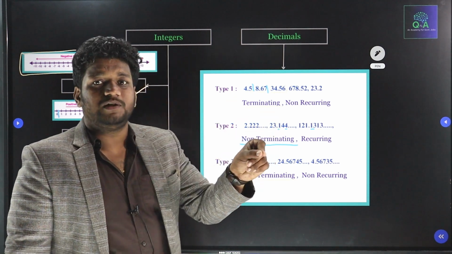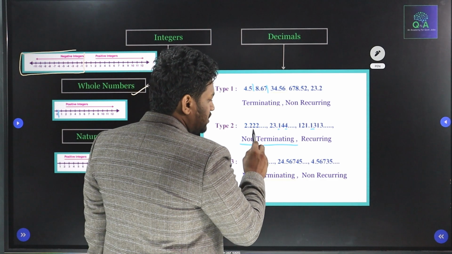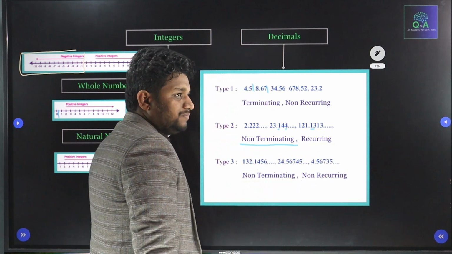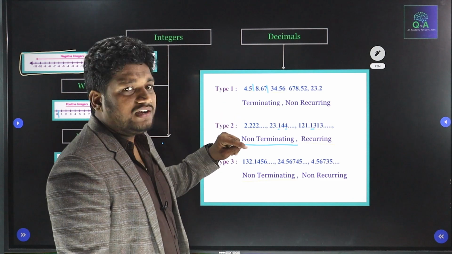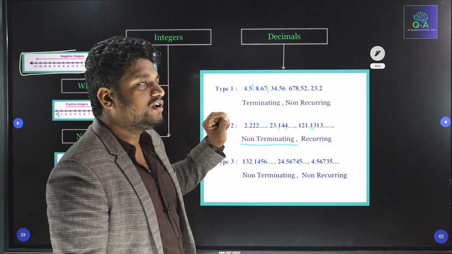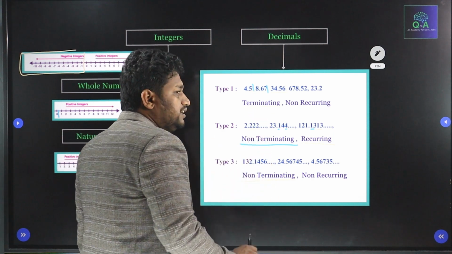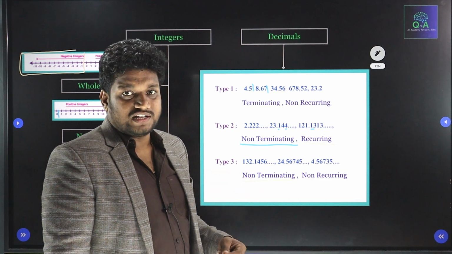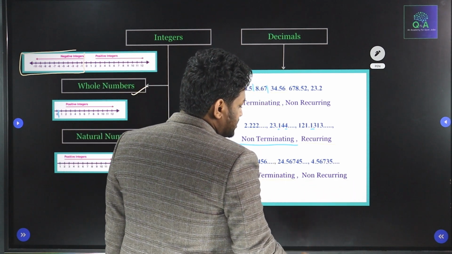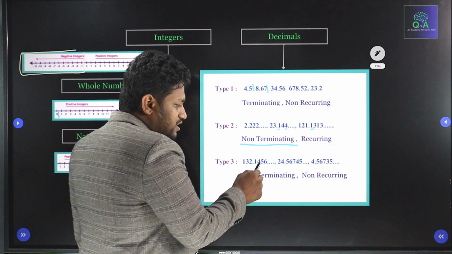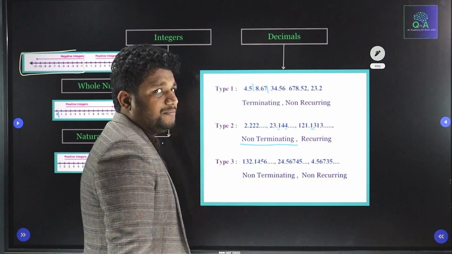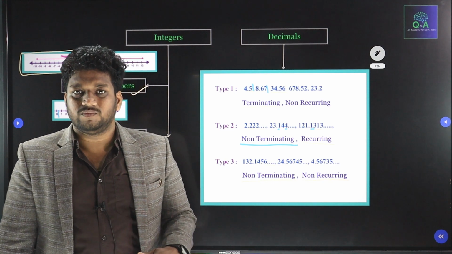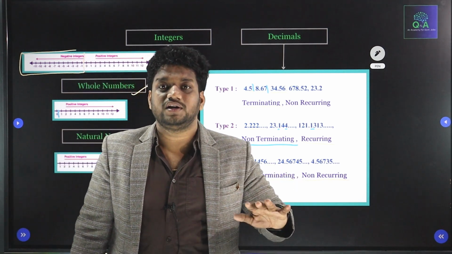In recurring, the same number will be continuously coming. So such type of decimals, if the numbers are same everywhere, are considered as recurring decimals. In type 1, those are recurring decimals or non-recurring decimals? Definitely they are non-recurring decimals, because there is no continuous repetition happening. Is the third one recurring or non-recurring? Definitely the third one is non-recurring, because there is no number which is continuously coming. Some numbers are repeated, but such numbers will not be considered as recurring decimals. This is considered as non-recurring decimals.